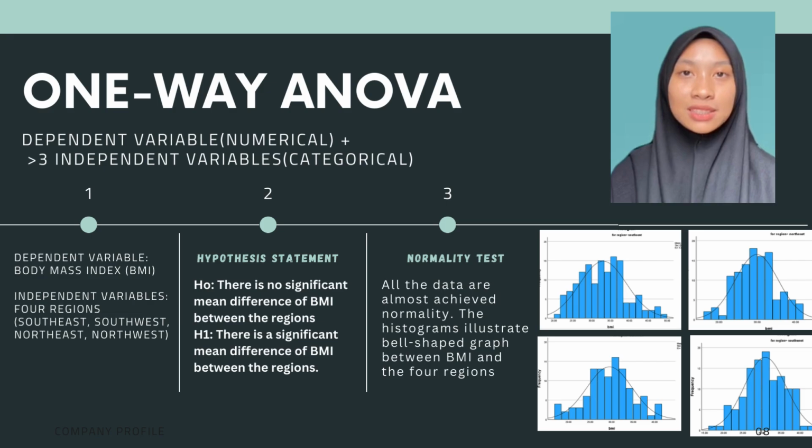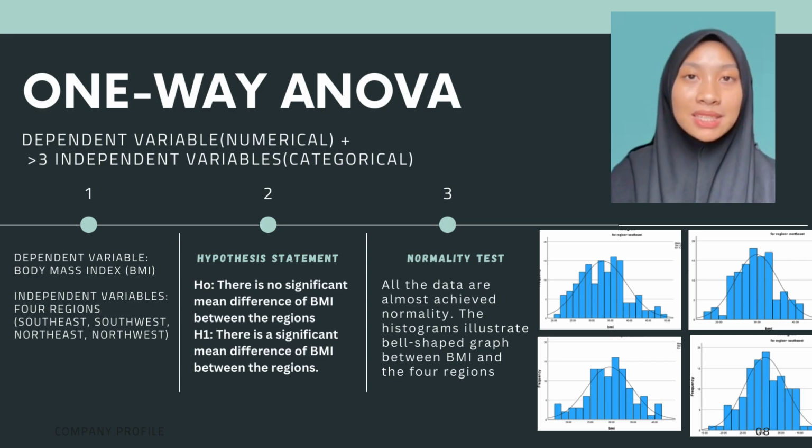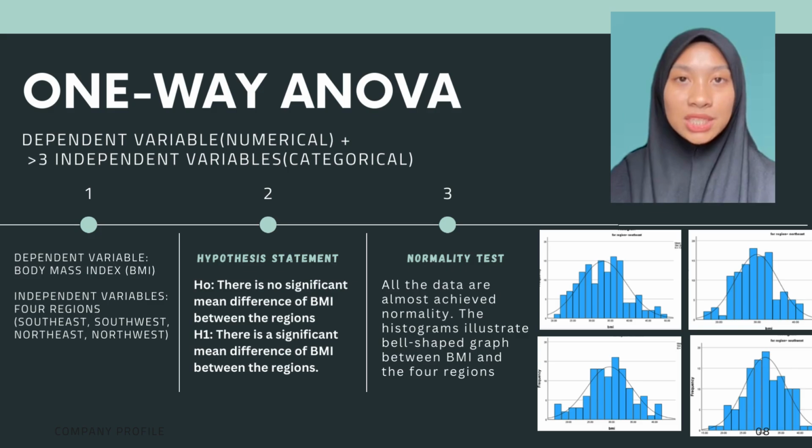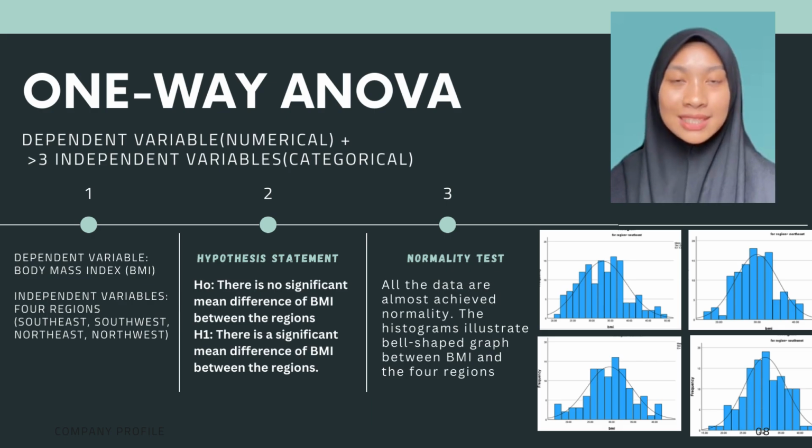So I will further explain about one-way ANOVA. One-way ANOVA is a statistical technique that compares the means of a numerically measured dependent variable between three or more groups to see whether any significant difference exists. In this case, we use body mass index (BMI), which is numerical, and the four regions, which is categorical, for the independent variable. The four regions include southeast, southwest, northeast, and northwest.